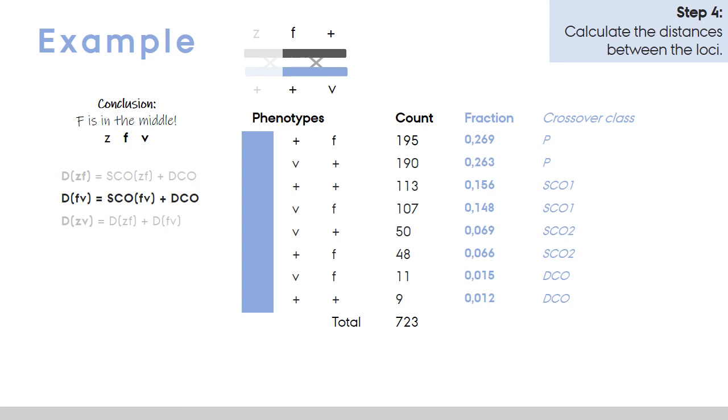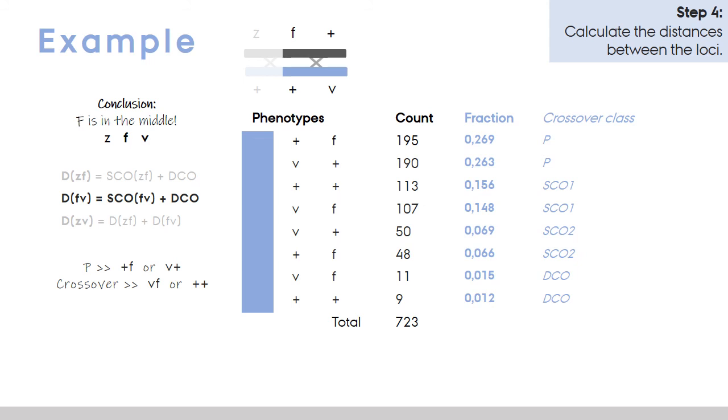And we can do the same for the loci F and V. So the distance between F and V is the single crossovers between F and V plus the double crossovers. And here again, we cover up all the loci that we're not looking at. So we're only looking at F and V. And what we then see is that in the parentals, the plus and the F alleles are together, or the V and the plus alleles.